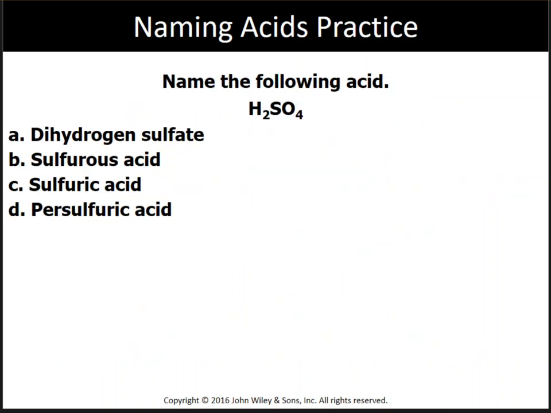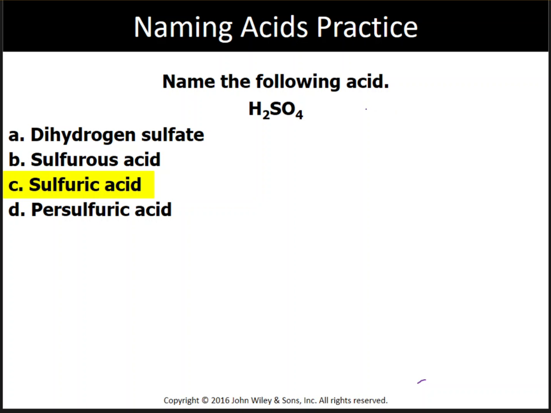So for example, this compound H2SO4 is called sulfuric acid because SO4 negative 2 is sulfate. So this becomes sulfuric acid. Why is it an acid? Because you have hydrogen and oxyanion. So it becomes an acid and it's a sulfuric acid. Now let's see what ions exist in sulfuric acid.